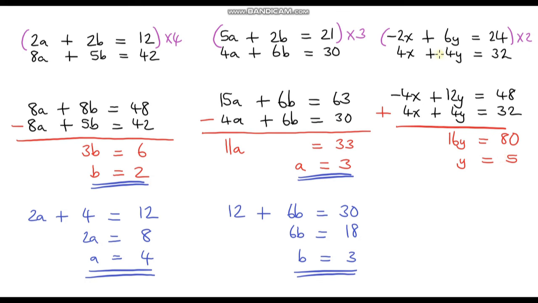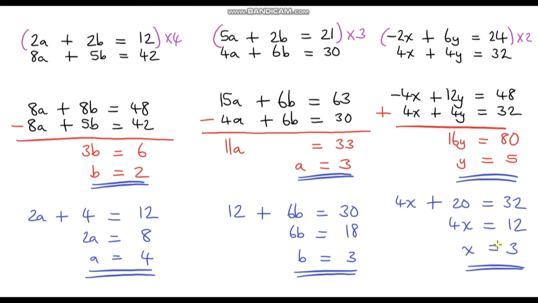I'm going to use the bottom equation just because we don't have any negatives. It always makes things a lot easier if you don't have negatives. So the bottom equation, we have 4x plus 4y. Now y is 5, so 4 times 5 is 20, and that equals 32. Now, if we subtract 20 from both sides, we're left with 4x is equal to 12. So now all we're left with is x is equal to 3. So this time our solutions are y equals 5 and x equals 3.